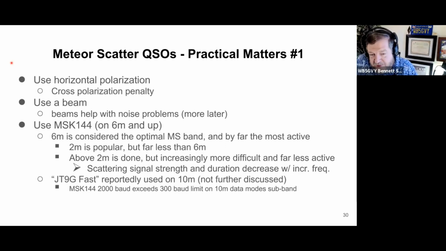I've never tried it, but there supposedly are folks that do 10 meters meteor scatter. I've read that they use what's called the JT9 fast mode, and that the reason you don't use MSK144 is that there's a 300 baud limit on 10 meter data modes.